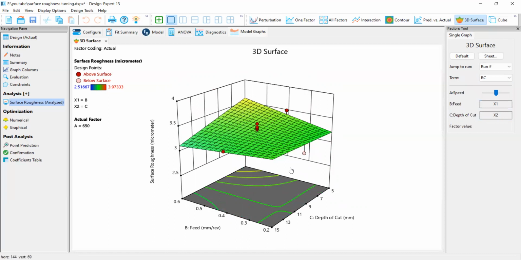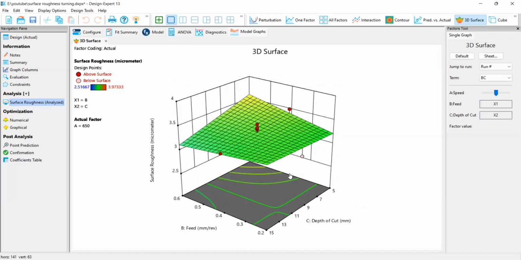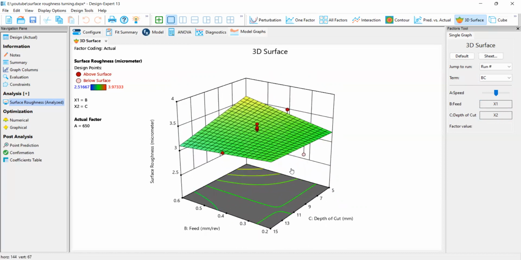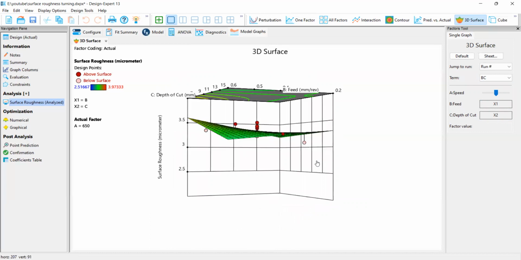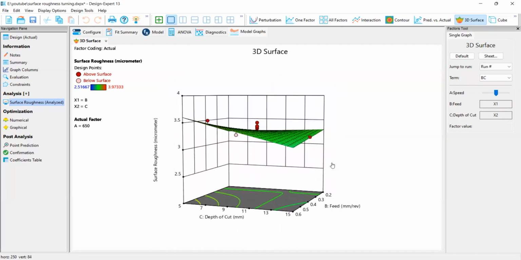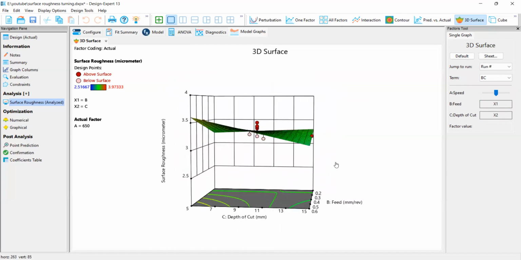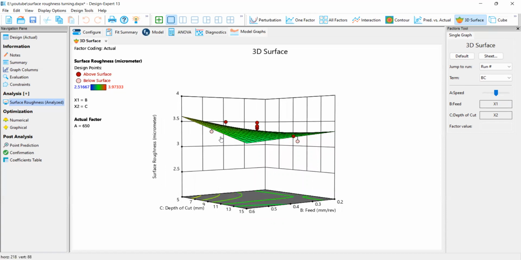Similarly, the third graph shown here is between depth of cut and feed against surface roughness. This is almost a flat line that we are seeing here, and no major change is being observed between the parameters and surface roughness. The value is lying between about 3.2 and 3.6. So this is how you can interpret your data for the model graphs.